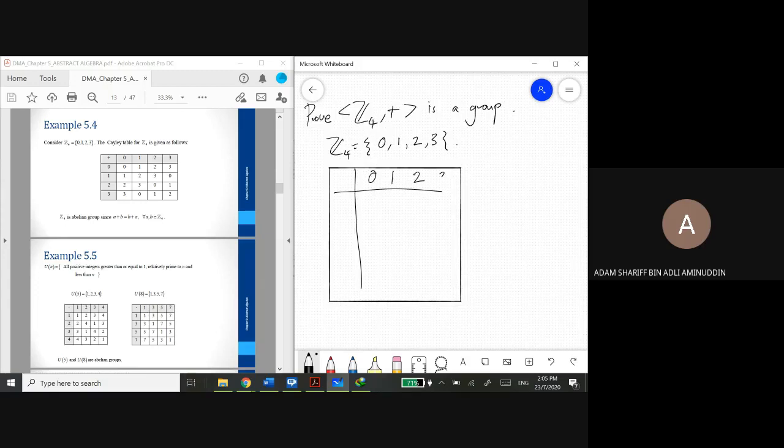Zero, 1, 2, 3. Plus here. 0, 1, 2, 3. Okay, listen carefully. This is how we develop the element inside.